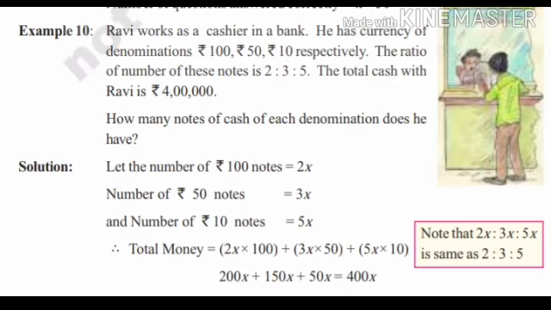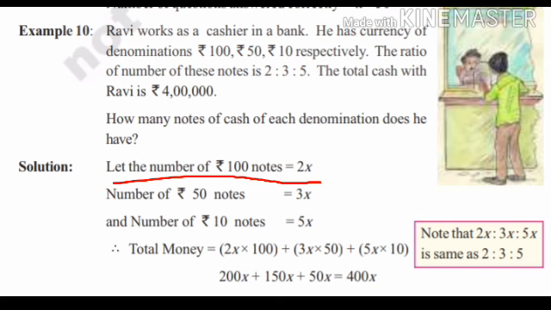Example 10. Ravi works as a cashier in a bank. He has currency of denominations 100 rupees, 50 rupees, and 10 rupees respectively. The ratio of the numbers of these notes is 2:3:5. The total cash with Ravi is 4 lakh. How many notes of each denomination does he have?